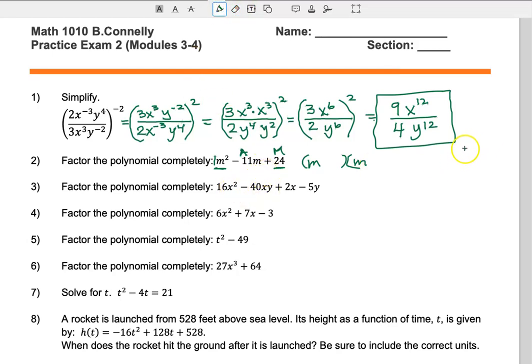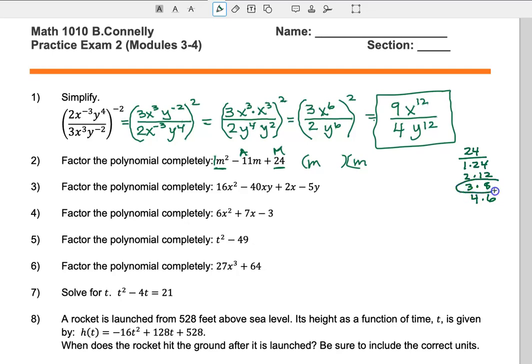What can we think of? What multiplies to be 24? So I've got 1 times 24. I've got 2 times 12. 3 times 8 and 4 times 6. All right, so if you work organized like this, then you might be able to see better.